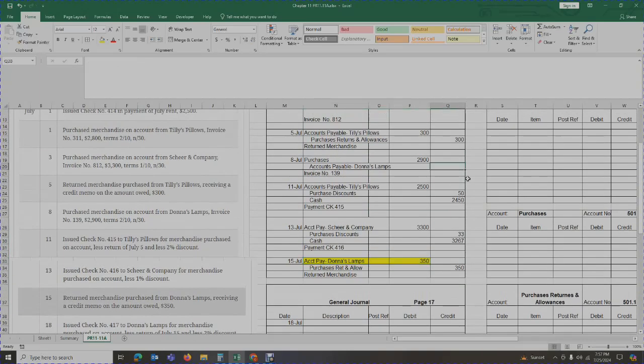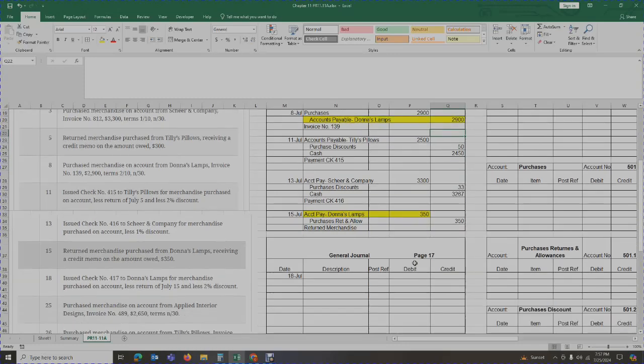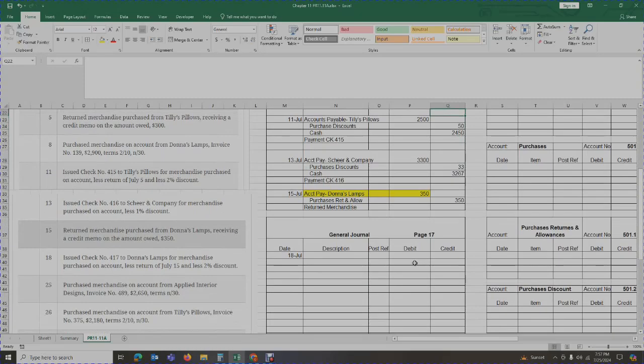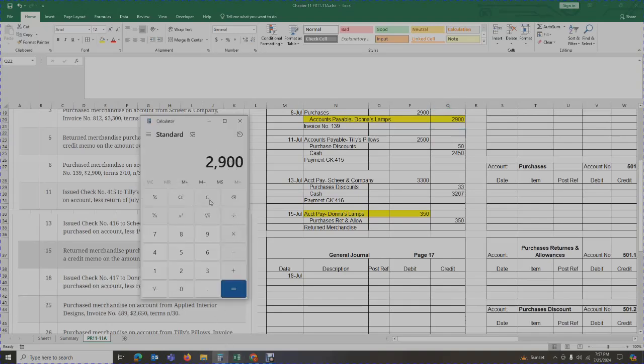And here I forgot to put the 2900. There we go. So we have Donna's Lamps right there. We have a purchase of $2,900 that we made, and then we returned $350. Those are the two transactions affecting Donna's Lamps. In the transaction on the 18th, we are making a payment for what we owe less a 2% discount. We made a purchase of $2,900, then we returned $350. That means that we owe Donna's Lamps $2,550.